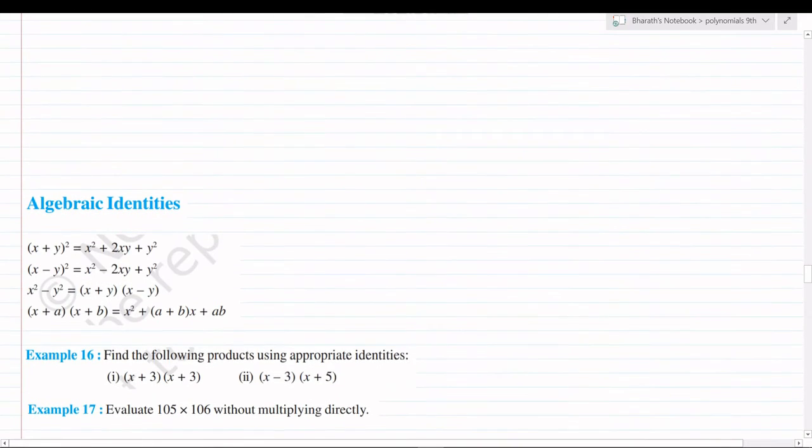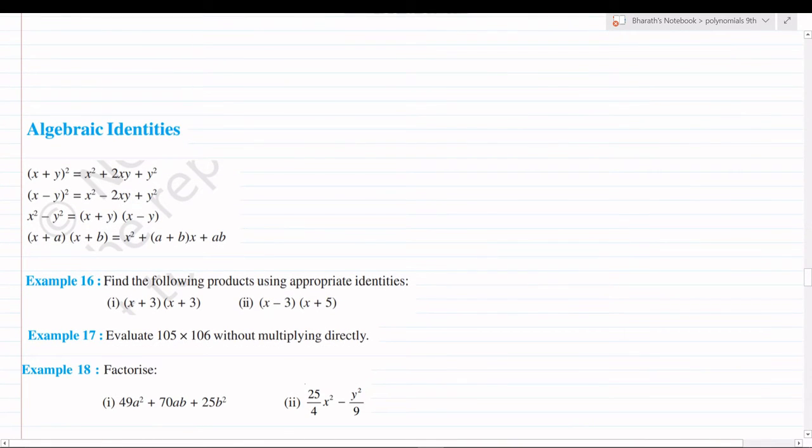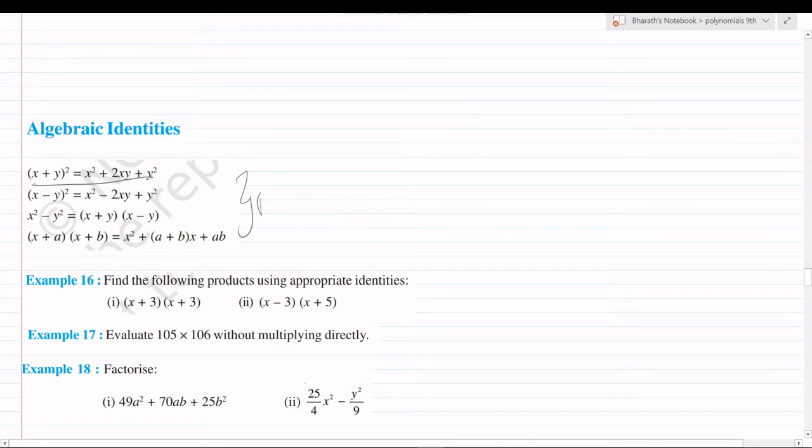Now we'll come to the next topic, algebraic identities. We all know these algebraic identities, this x plus y whole square, then x minus y whole square, and all this you must know by heart. We talked about this before.